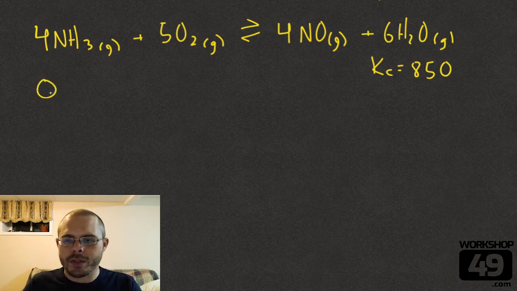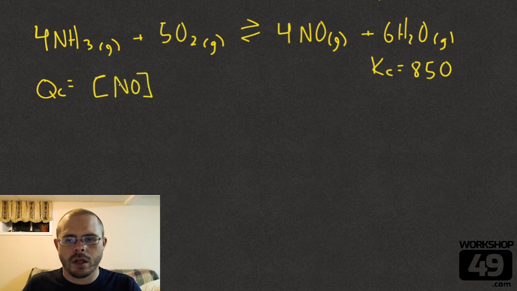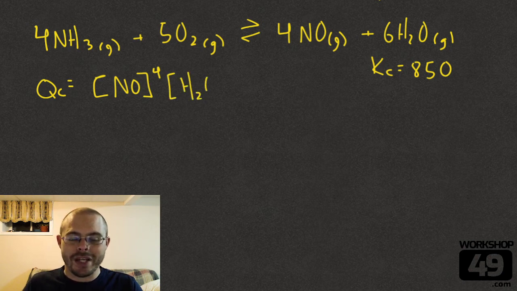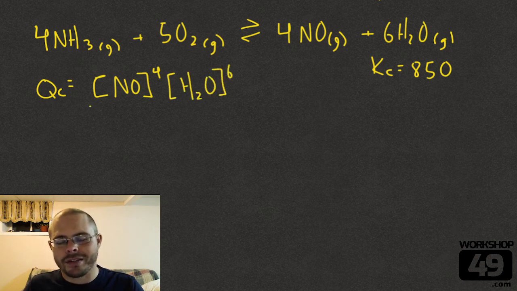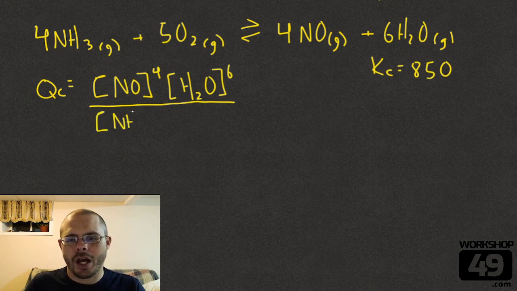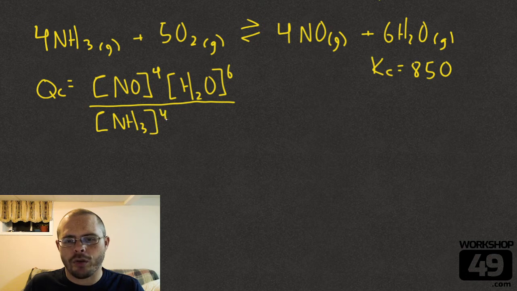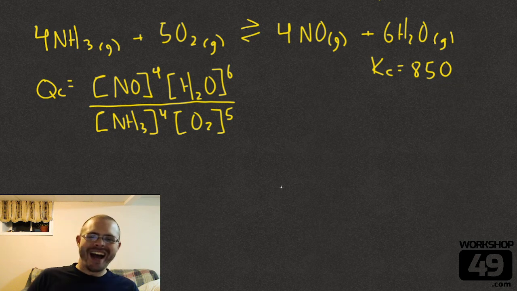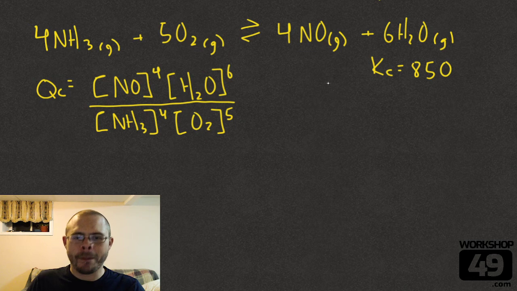We set up our equilibrium expression. Qc is equal to the concentration of our products, the first being NO to the power of 4, the second being water to the power of 6, all divided by the concentration of our reactants: ammonia to the power of 4, oxygen to the power of 5. Yeah, it's going to be some wonky numbers, but we've got calculators. We can do this. You would have to be told what the initial concentrations are.